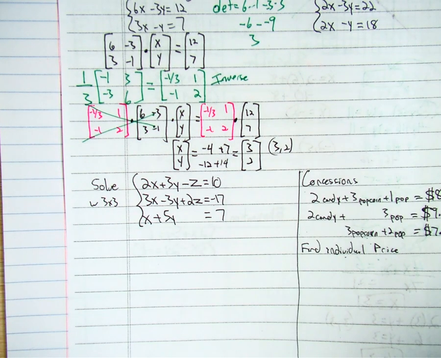And we should be able to take those all the way back to the top and double check those in your original problem, or your original system of equations. 6 times 3 is 18, minus 3 times 2 is 6. 18 minus 6 is 12. 3 times 3 is 9, minus 2 is 7. It checks out.